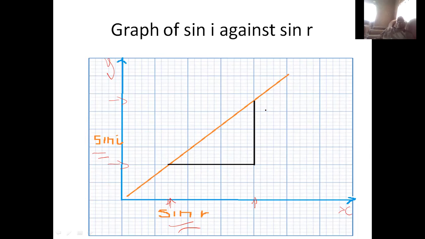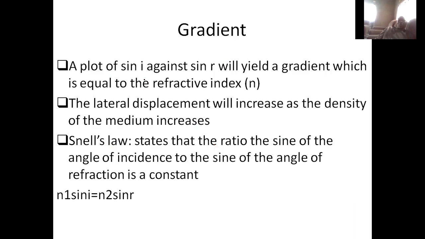So the gradient actually is going to give you, as we indicated, sine i divided by sine r. So it gives you the index of refraction, or refractive index. So the gradient here gives us the index of refraction, which is also known as refractive index. Okay, and so this is what it means here. The gradient of sine i against sine r gives us the refractive index.